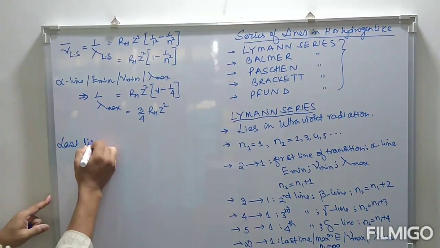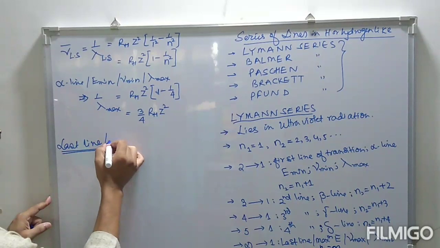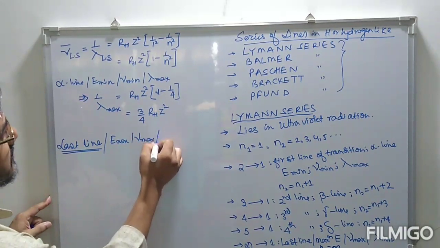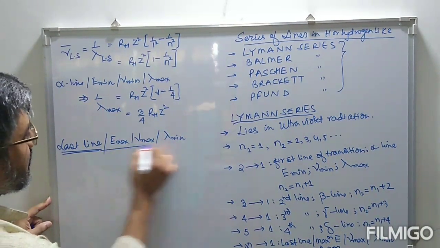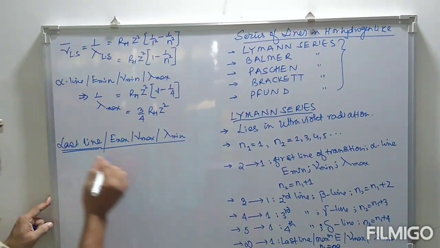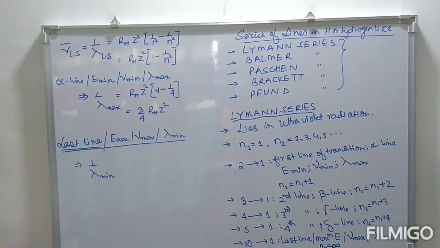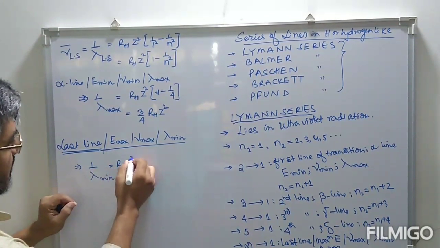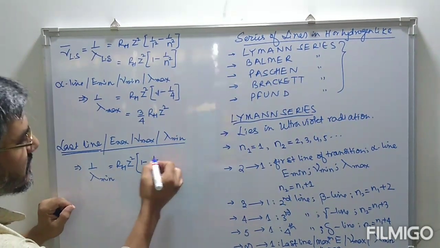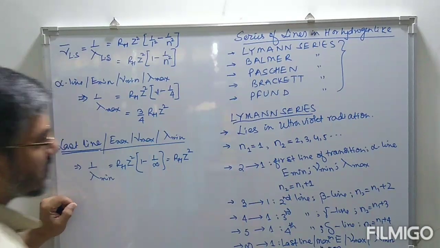Similarly, look at this last line. This last line is also known as maximum energy or maximum frequency or minimum wavelength transition. That is the last line when N2 is equal to infinity. So for this, 1 by lambda minimum is equal to RH Z square (1 minus 1 by infinity square). 1 by infinity is 0, so this is equal to RH Z square.